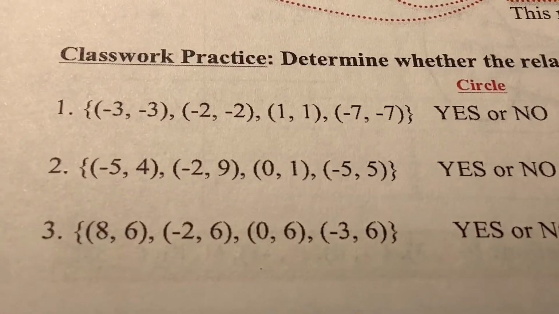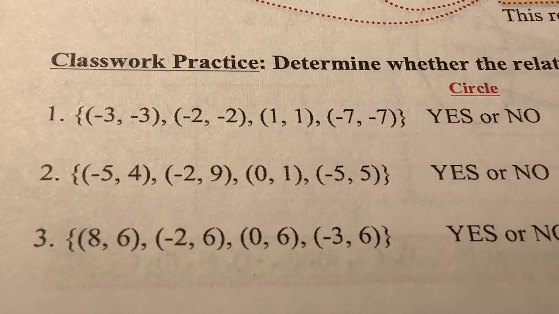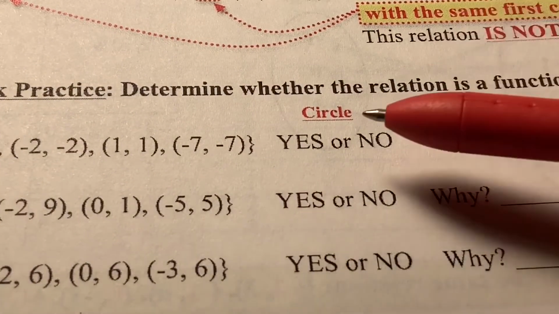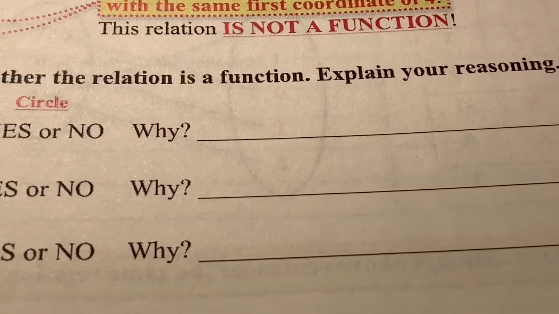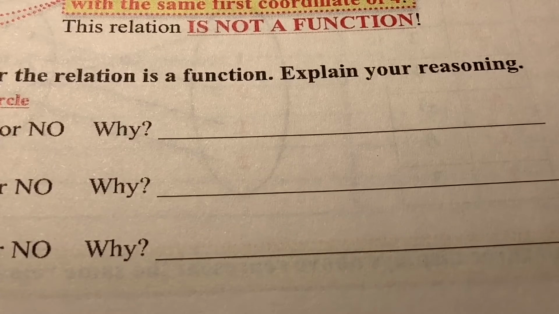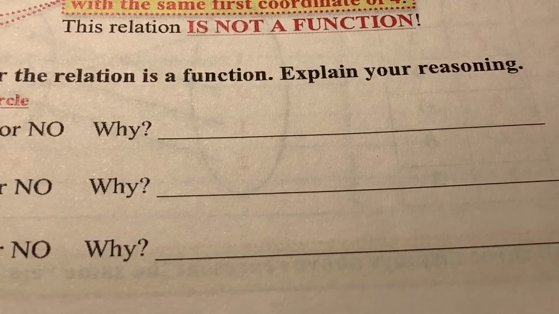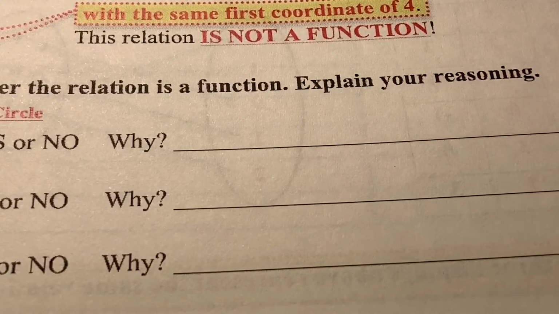So you are going to do these 3 by yourself, okay? And as it says here, determine whether the relation is a function. You're going to circle yes if it's a function, or circle no if it's not a function, and then write on the line why. Explain your reasoning, okay? Why is that important? Because I want to make sure that you didn't guess. You know what you're doing. In math, we want to know. We don't want to guess, all right? Very good.